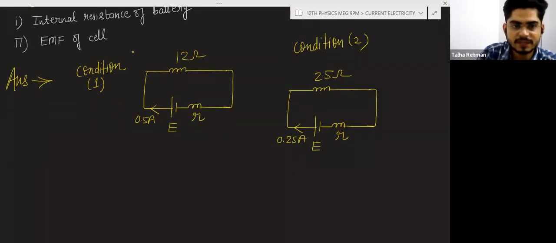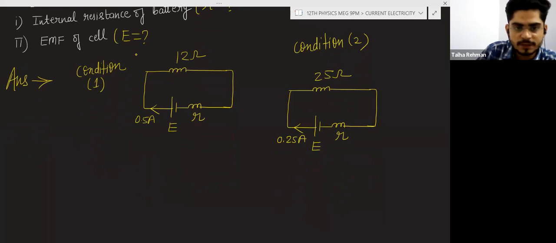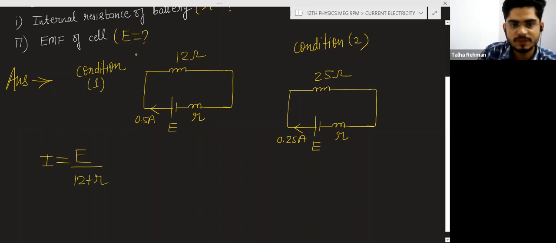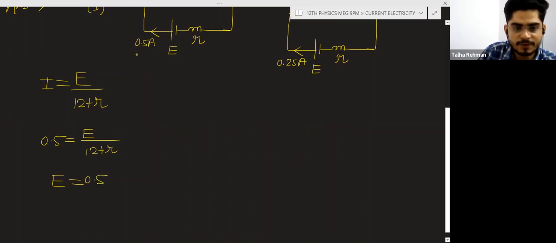So now, look at this. We have to find the internal resistance of the battery, means small r, and we have to find the capital E, the EMF of the battery. The current can be written as I is equal to E divided by total resistance. Total resistance is 12 plus r, because in series you add both the resistances. So current is 0.5 equals E divided by 12 plus r. From here you get E is equal to 0.5 times (12 plus r). This is equation 1.